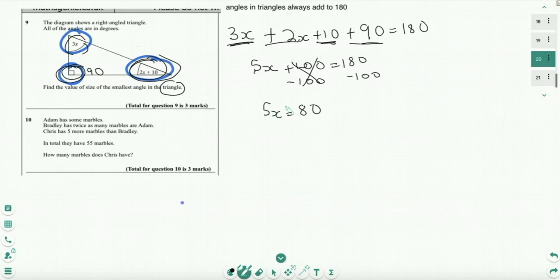X times 5 is 80. Well, how do you get rid of timesing by 5? We're going to divide by 5. Divide 5 here, divide 5 here. The 5's cancel out, so x is equal to 80 divided by 5 is 16, okay?